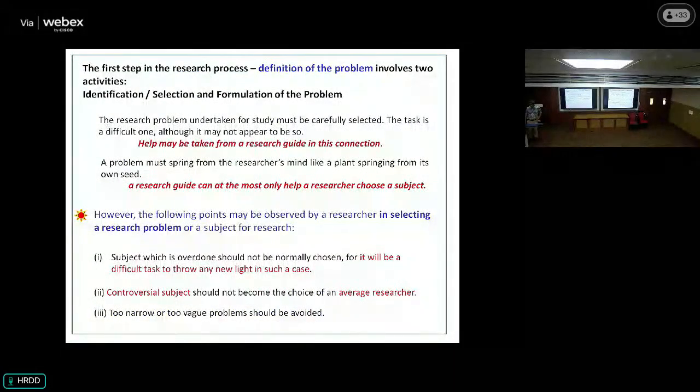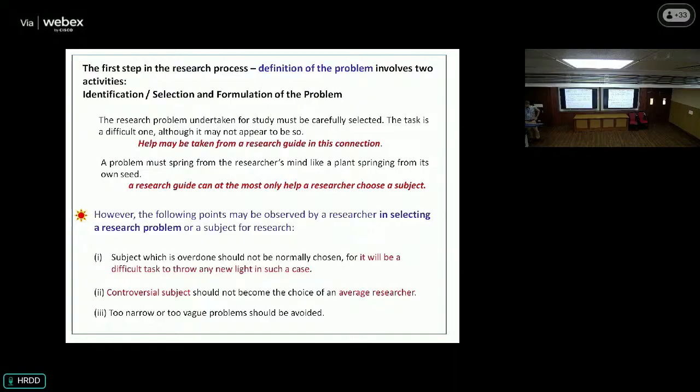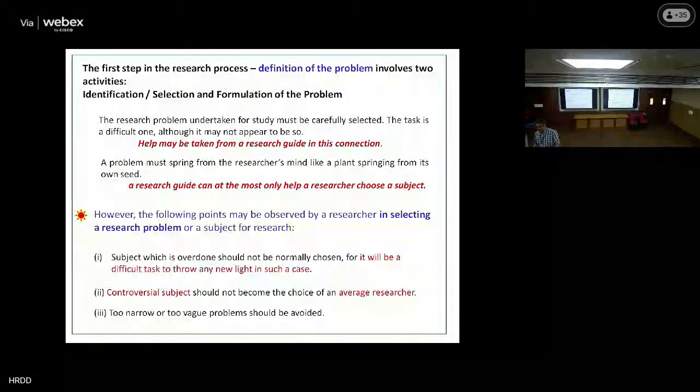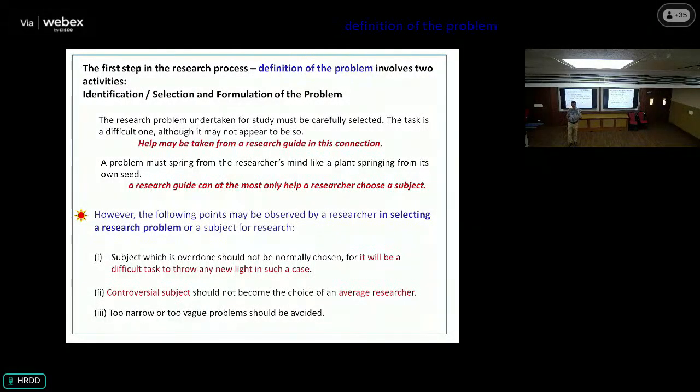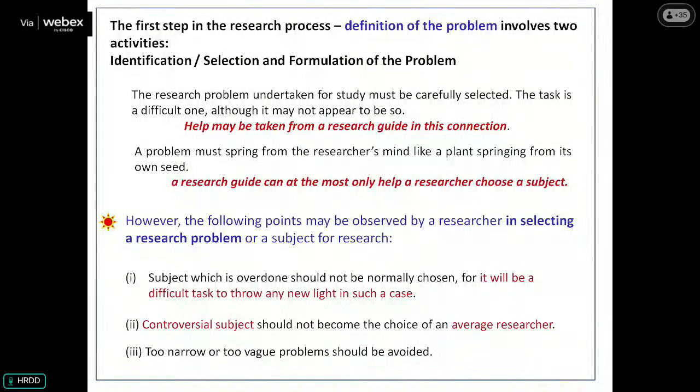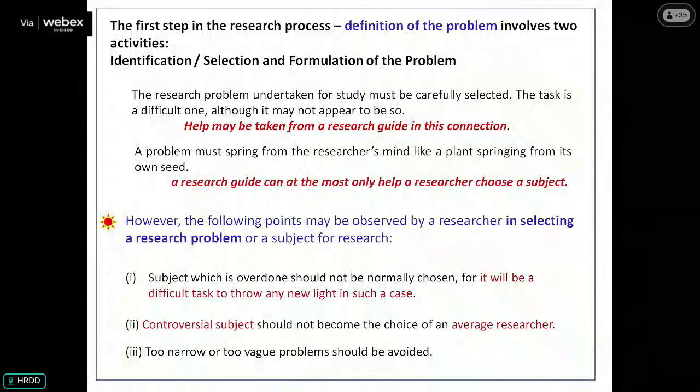The first step in research problem, definition of the problem, involves two activities: identification, selection, and formulation of the problem. The research problem undertaken for the study must be carefully selected. The task is a difficult one, although it may not appear to be so. Help may be taken from, as we told you last day, the research guide. So experienced people you have to go and discuss with. I think you all know, during your project period also you have discussed with your guides and supervisors who have supervised you: what is the alternative, how to go about it, which one to select. So you must always remain in mind to consult the guide in this connection.